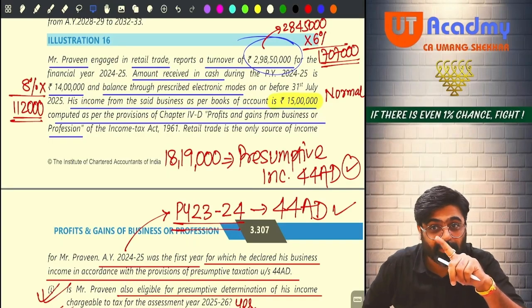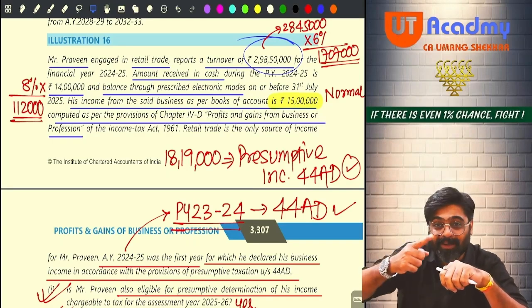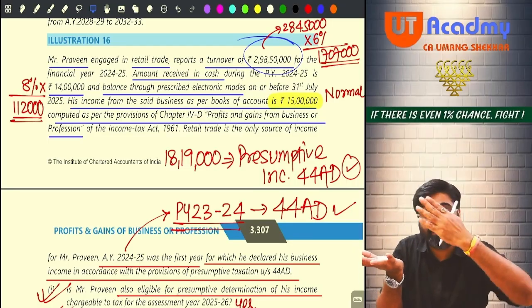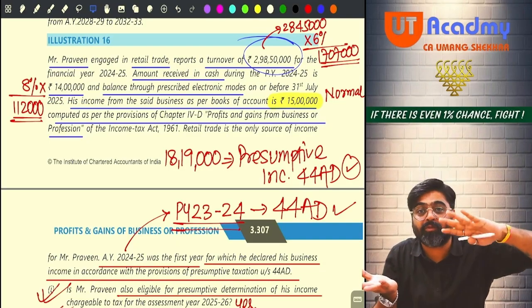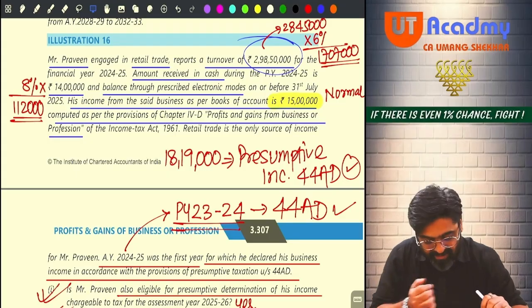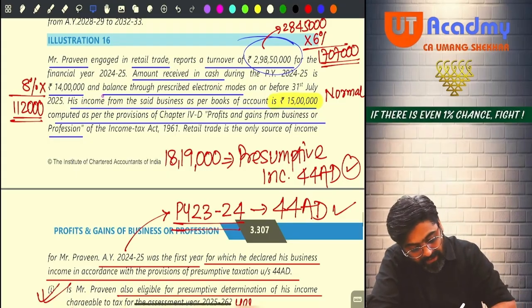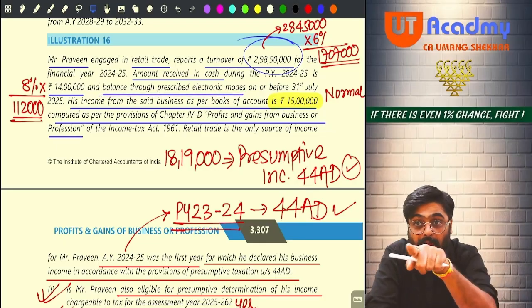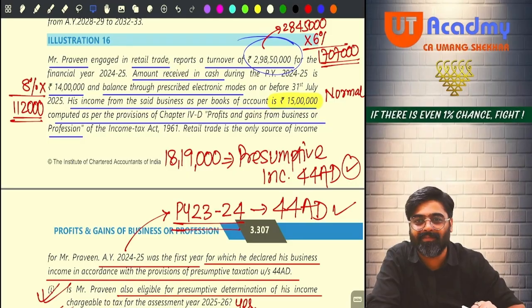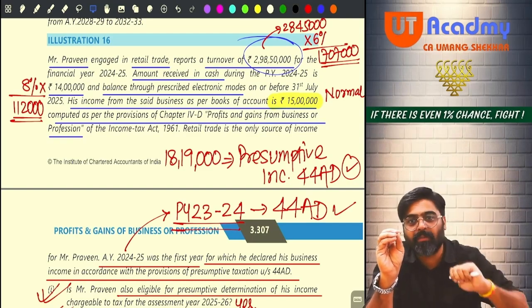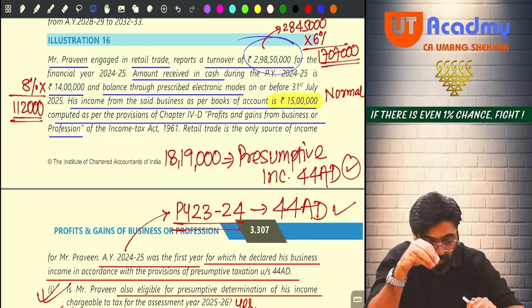But wait, we will not show 8%. Why? Because out of the turnover, only 14 lakh is received in cash, meaning that the entire turnover other than 14 lakhs would have been received by way of prescribed modes only, no? So what is happening? The balance through prescribed electronic modes, see, if I would have been your examiner, I would not have given this sentence. Only 14 lakh is received in cash, common sense, meaning that the balance would have been received by prescribed modes. So there is no need to say.